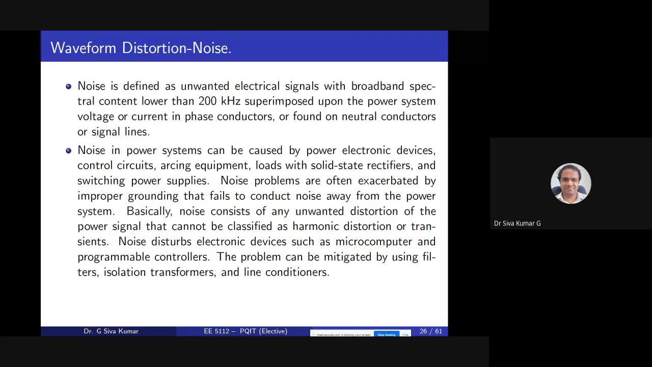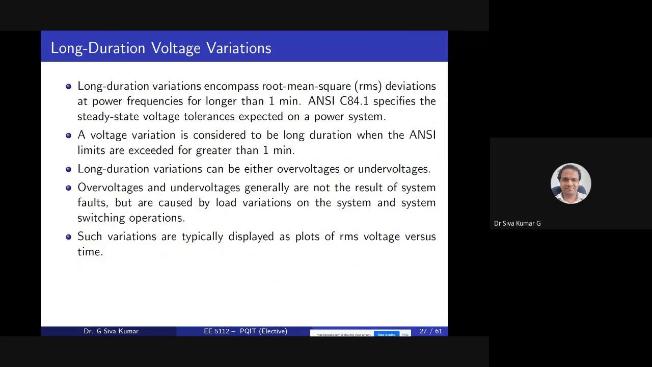Next we have long duration voltage variations. So far we have seen the distortion, and the distortion is not with respect to the fundamental frequency component. As we have seen, the different parameters or quantities which distort the voltage or the current do so because of components other than the fundamental frequency, which distort your ideal sinusoidal signal.